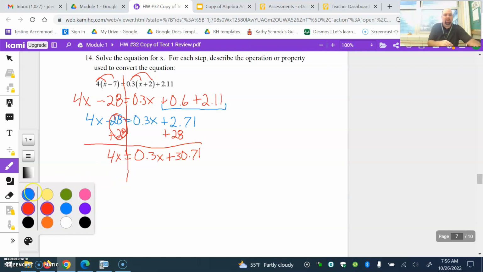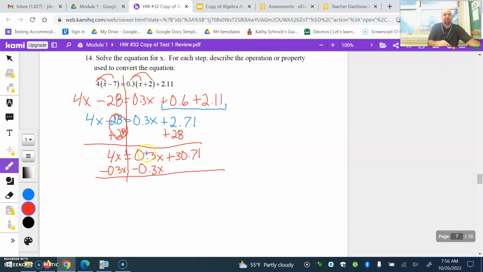Let's keep it going. Almost done. 2 more steps. Now I'm going to subtract 0.3x from both sides, because my variable is all I have over here. And that leaves me with 3.7x is equal to 30.71. And my final step to solving this is the division property of equality.